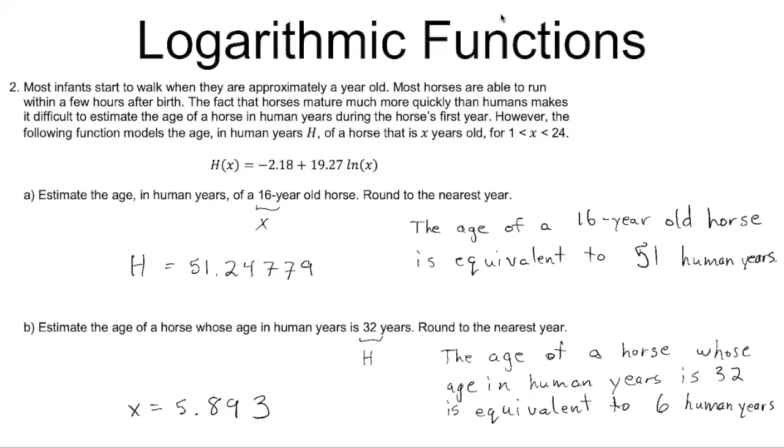So we can conclude, based on the results we found on the graph, that the age of a 16-year-old horse is equivalent to 51 human years. And the second part, where we're given the h value, we're now going to be able to conclude that the age of a horse whose age in human years is 32 is equivalent to 6 human years. Again, our results are rounded to the nearest whole year for these problems.